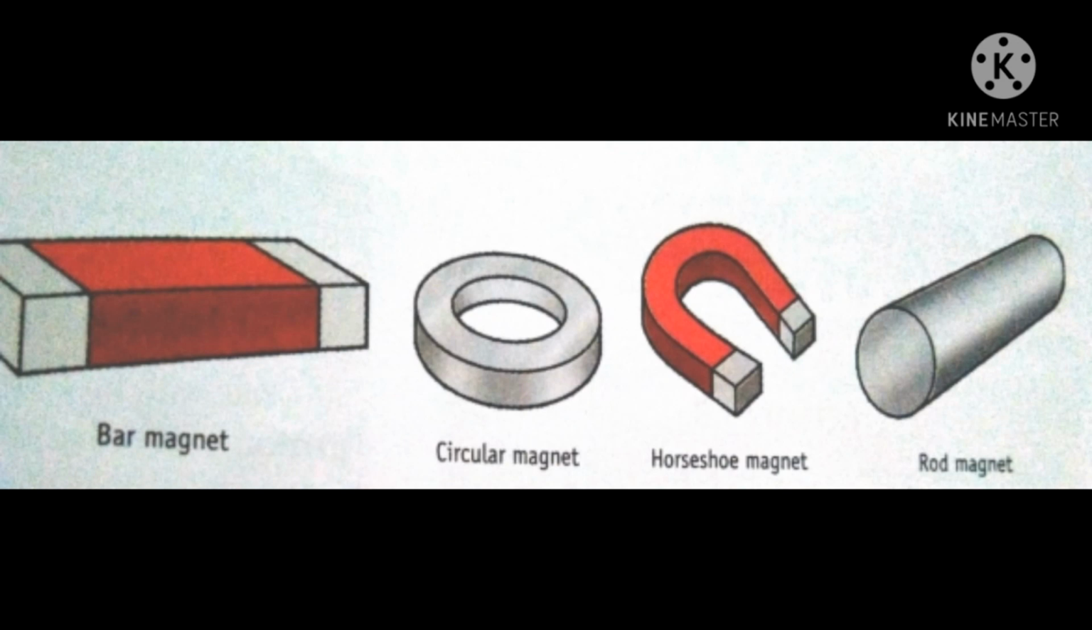Next one, types of magnet. See this image. First one is a bar magnet. Second one is a circular magnet. Third one, horseshoe magnet. Fourth one, rod magnet. These are the types of magnets.